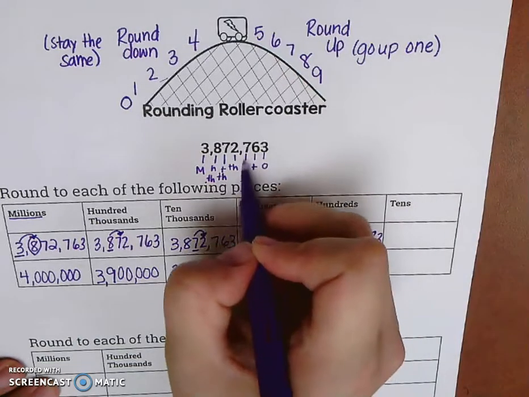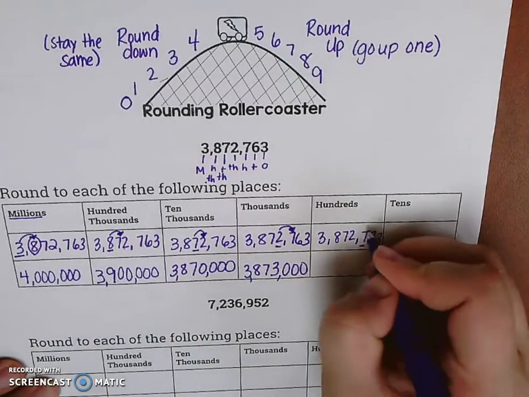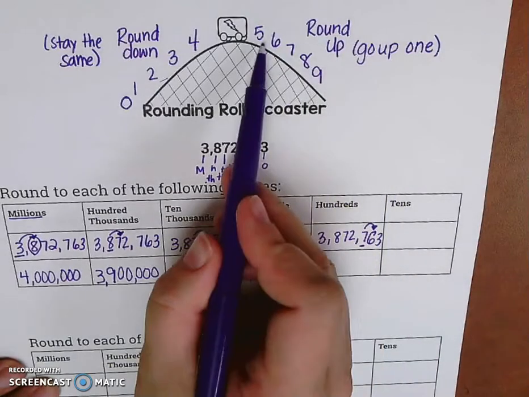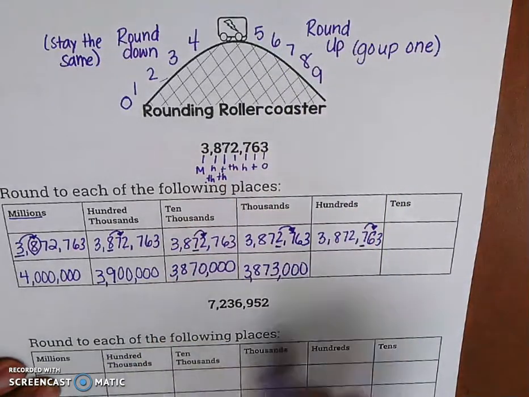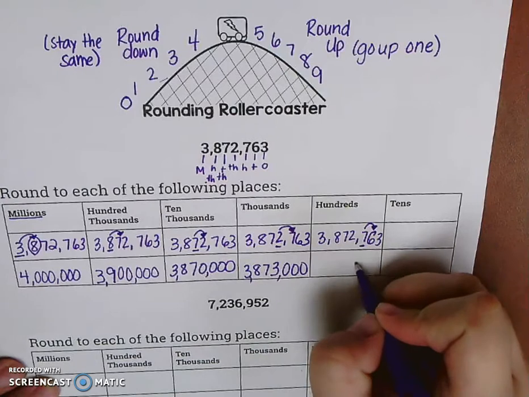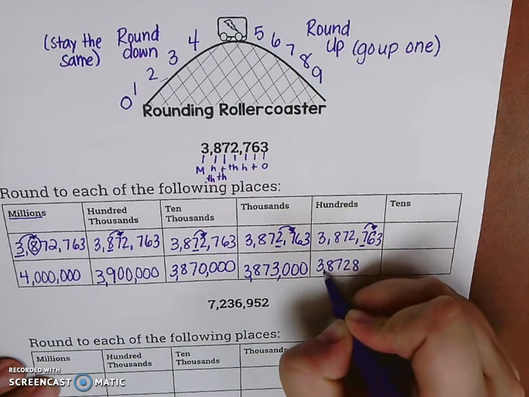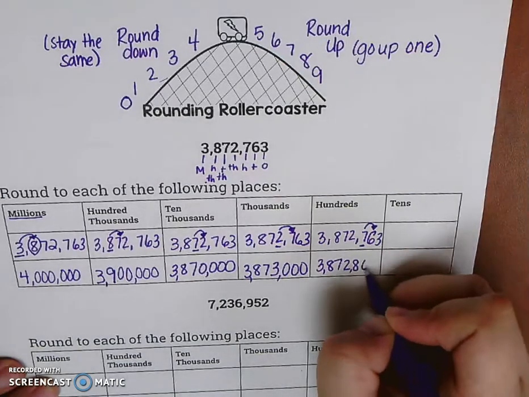763. The number in the hundreds place is that 7. I look to the number to the right, and it's a 6. The 6 is on the round up side of that roller coaster, so that means that 7 will become an 8. The numbers in front will stay the same, and the rest will turn to 0.